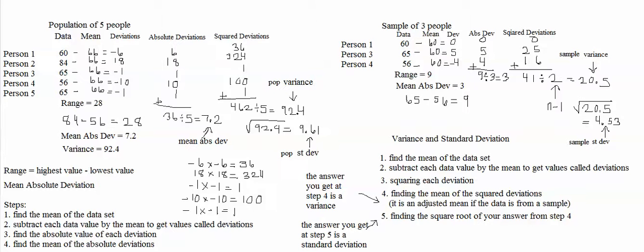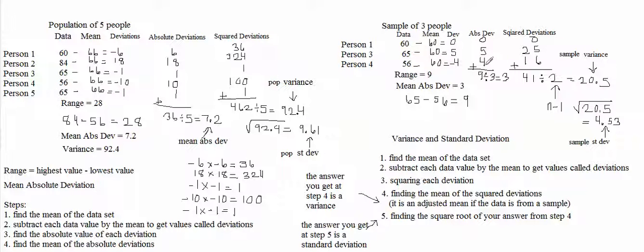I realized I didn't finish all the labeling, so I'll finish that right now. Right here is the work that we did for the mean absolute deviation. To get the mean absolute deviation of the sample, we added the 3 absolute deviations and divided the total by 3, since there was 3 numbers in here.